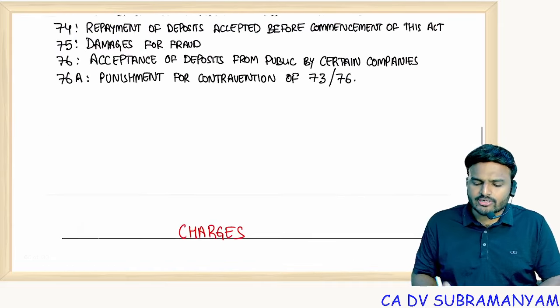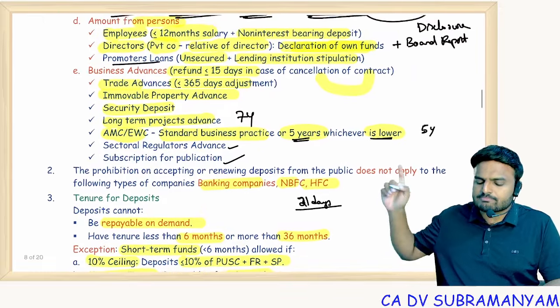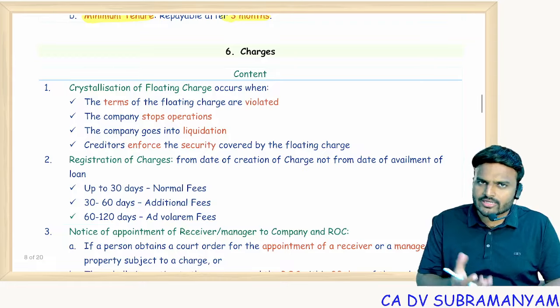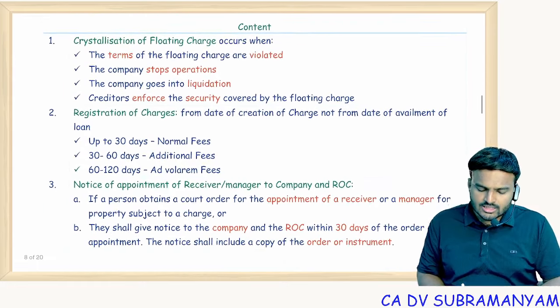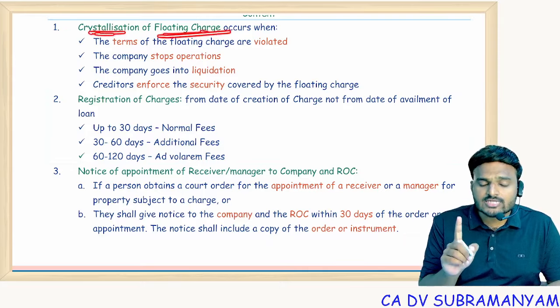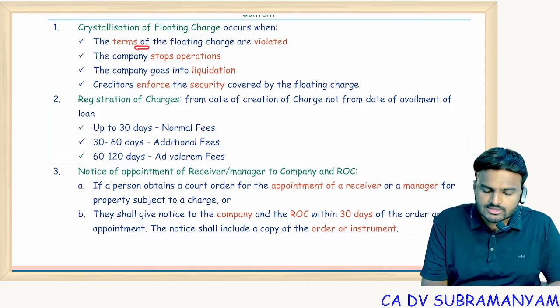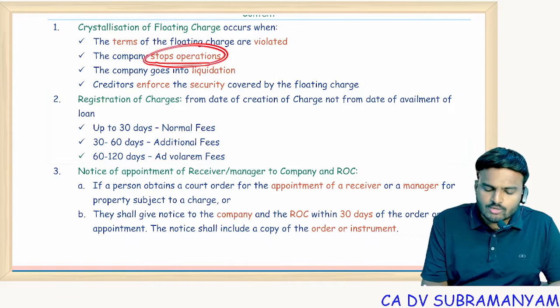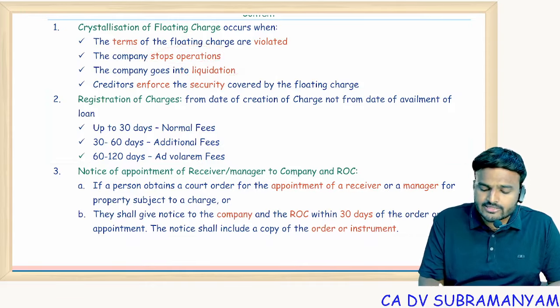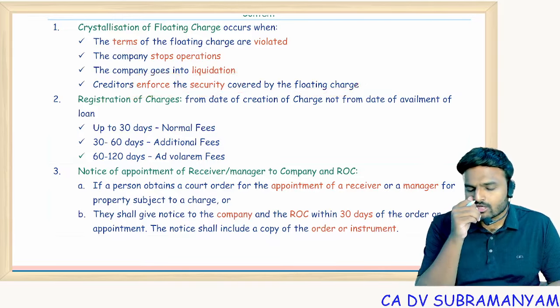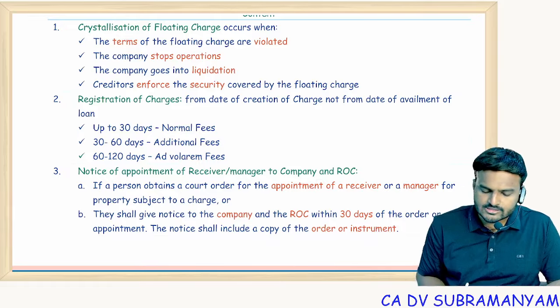Remaining are direct points only. Only these points are exceptional points. These points are tricky points. Remaining, just give one time reading. Next one, charges. In charges, crystallization of floating charge. When will floating charge be converted into fixed charge? The answer is when terms are violated, company stops operations, company goes into liquidation, or creditor enforces security covered by the floating charge. In all these cases, floating charge will be converted into fixed charge.